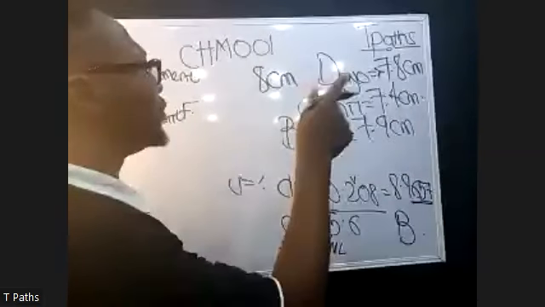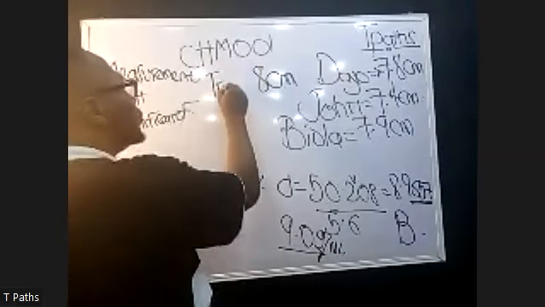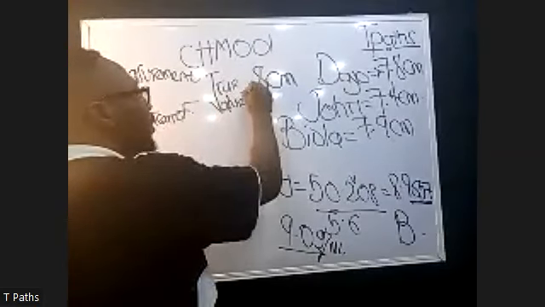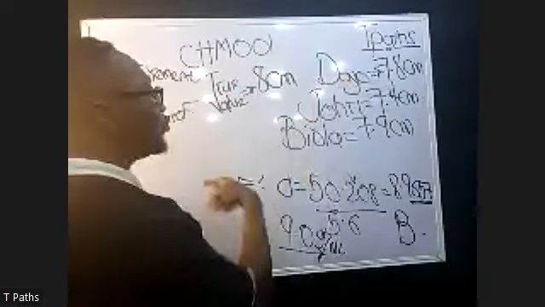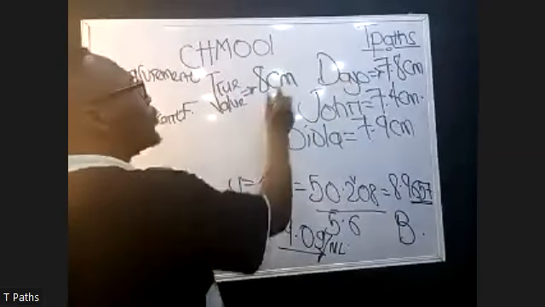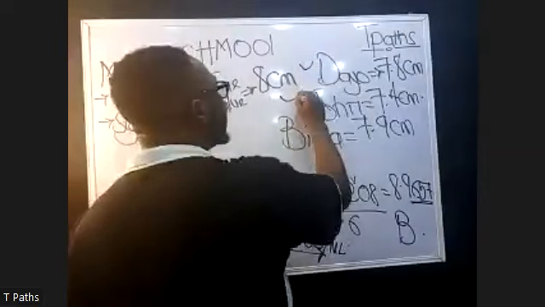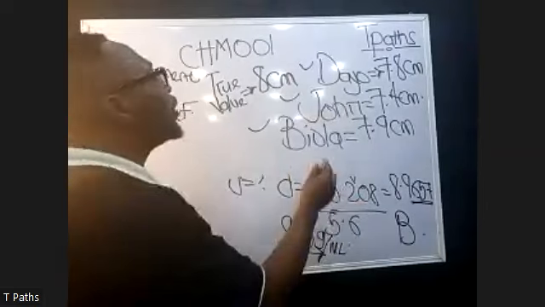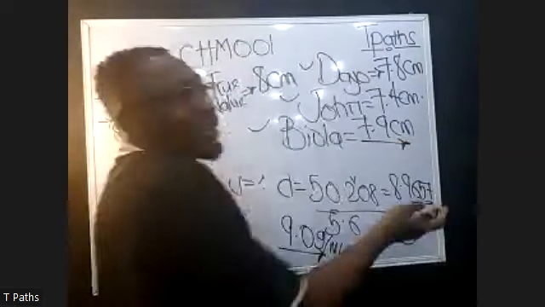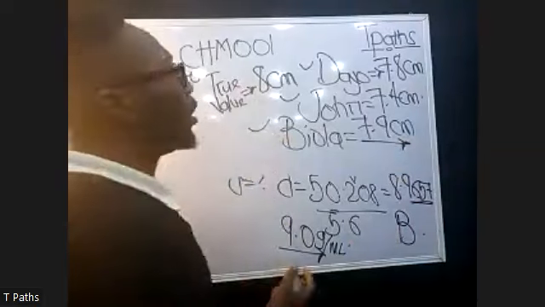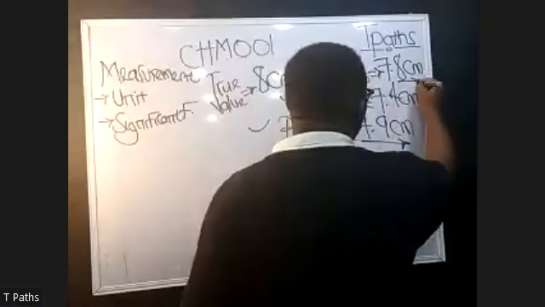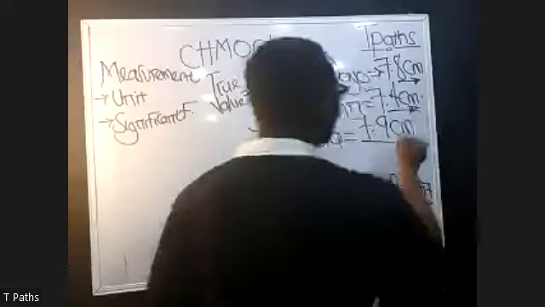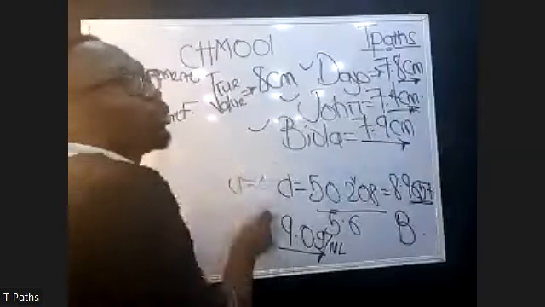But we observe one thing, that the true value of this board, which I found by my own self, maybe from the manufacturing company, is 8 centimeter. I'm also calling Dio, John, and Biola to measure it too. You can observe that out of the three of them, Biola is closer to the true value. He has 7.9 centimeter, closer to 8 centimeter, followed by Dio, 7.8 centimeter. I don't know what John is actually doing though. John is having 7.4 centimeter. So that is accuracy.